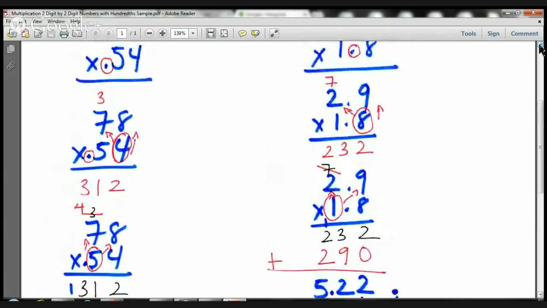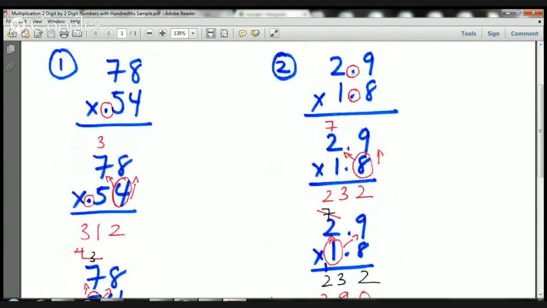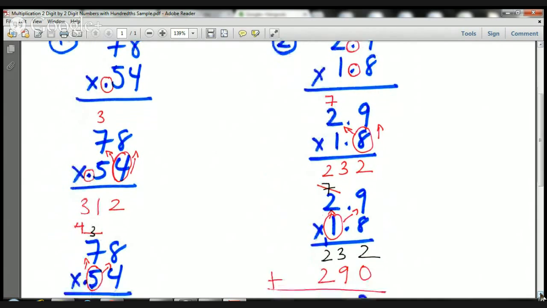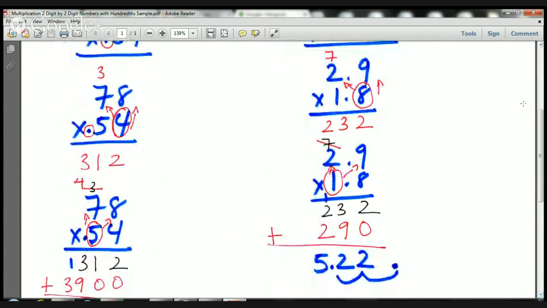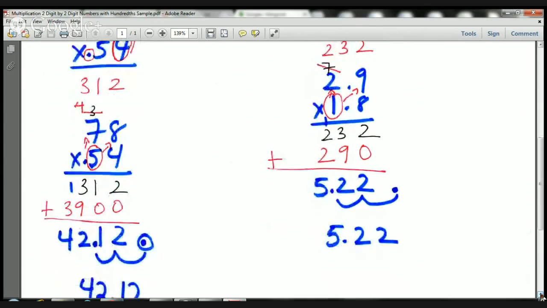Let's take a look at our next example. Here we have 2 and 9/10 times 1 and 8/10. Okay? Got my decimal points right there. So now I'm going to multiply as usual. I'm going to start with the 8, multiply 8 times 9, then 8 times 2. You ready? 8 times 9 is 72. 7 goes right there, 2 goes right there. 8 times 2 is 16, plus 7 is 23. 23 goes down here. Let's go ahead and recap and add another step.